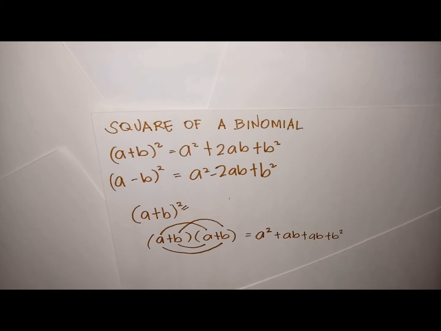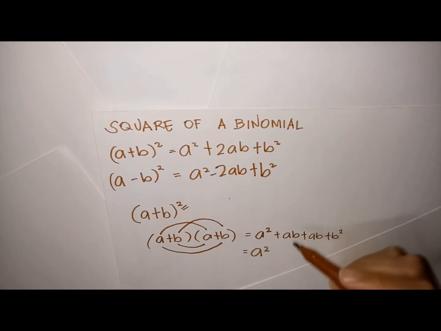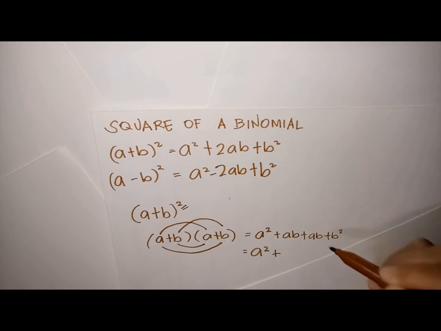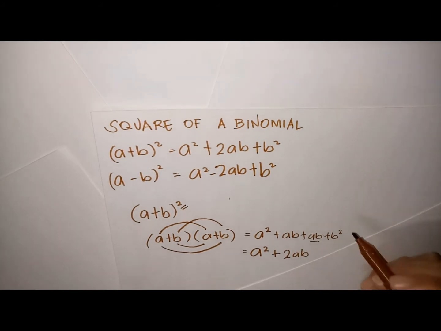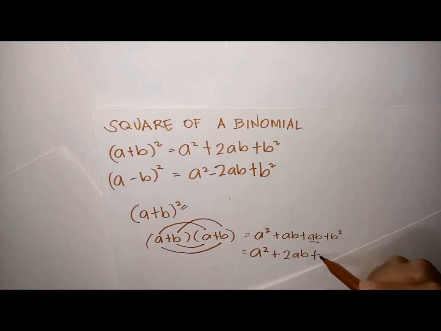So combining like terms, we have a squared plus 2ab, since ab plus ab is 2ab. Then we have b squared.